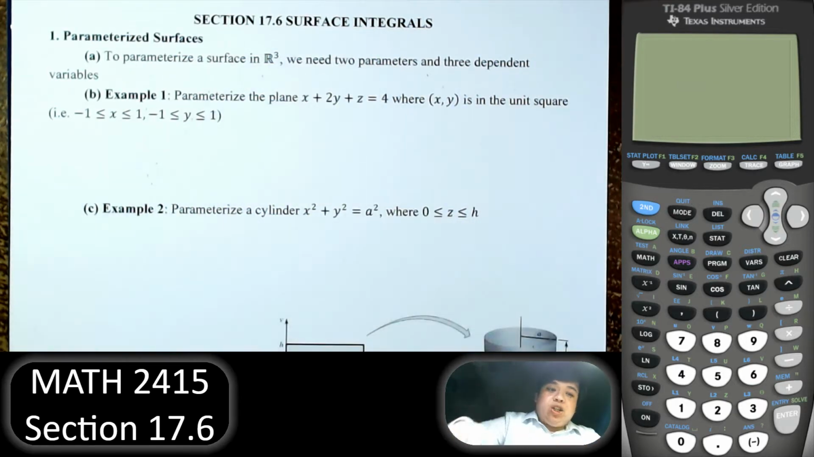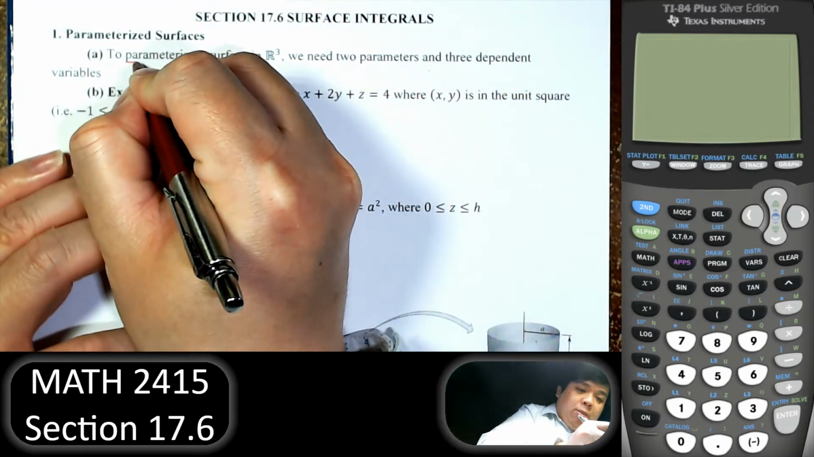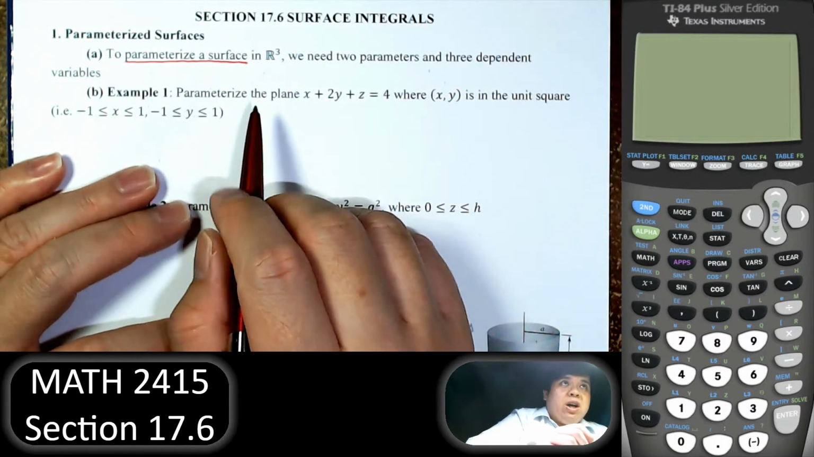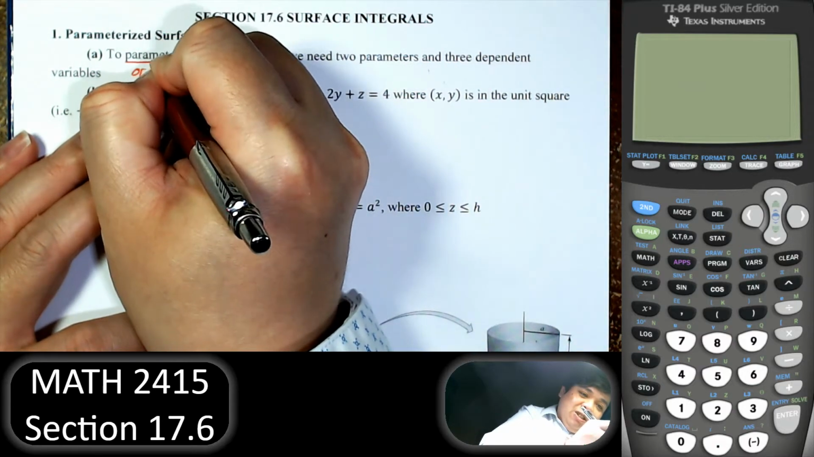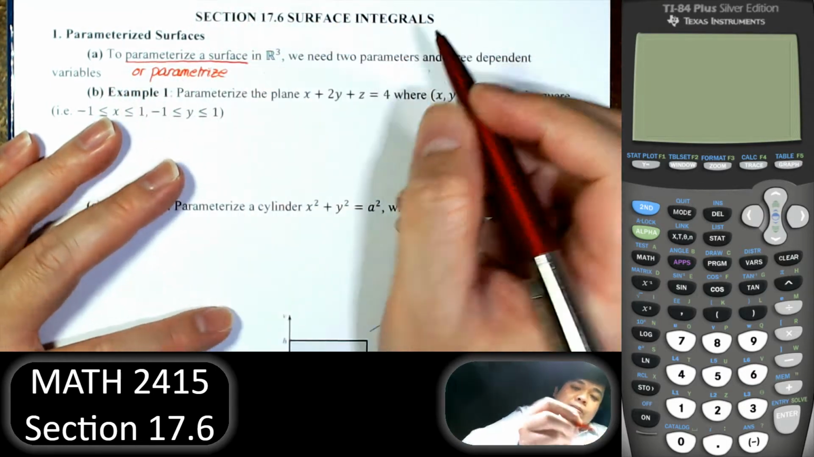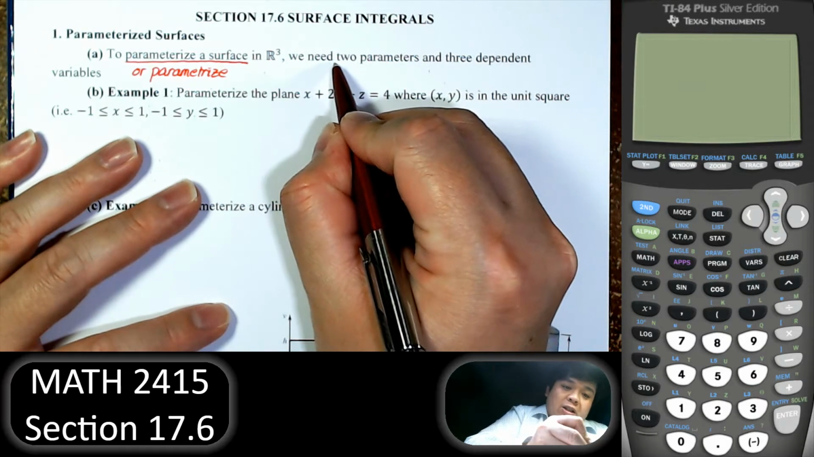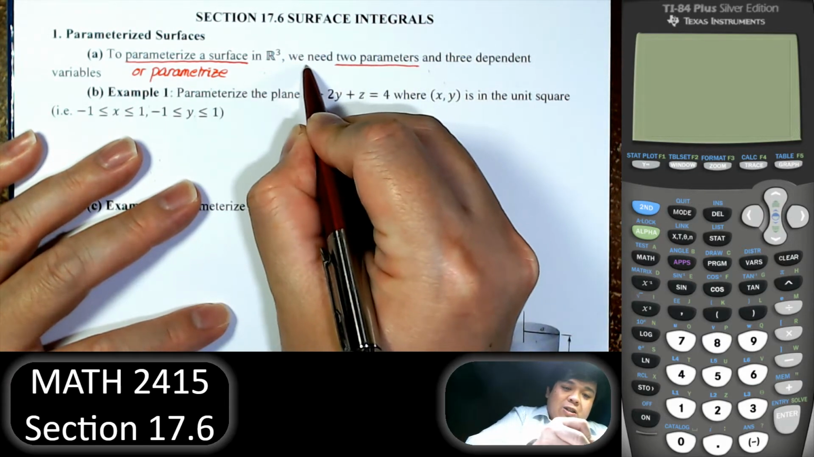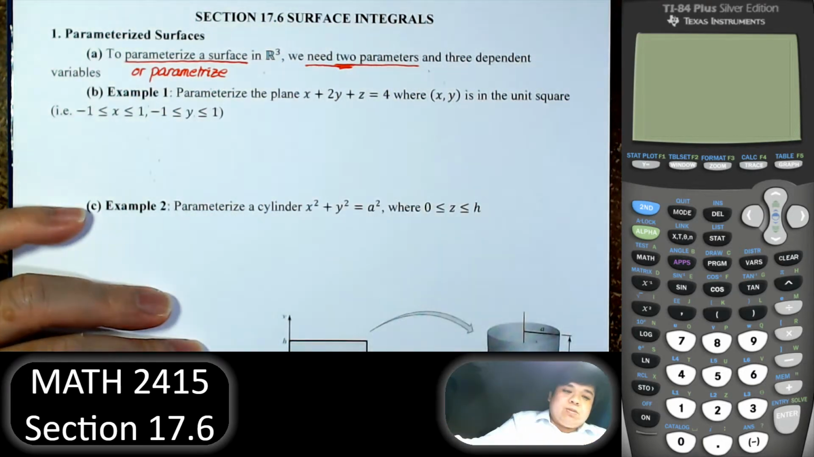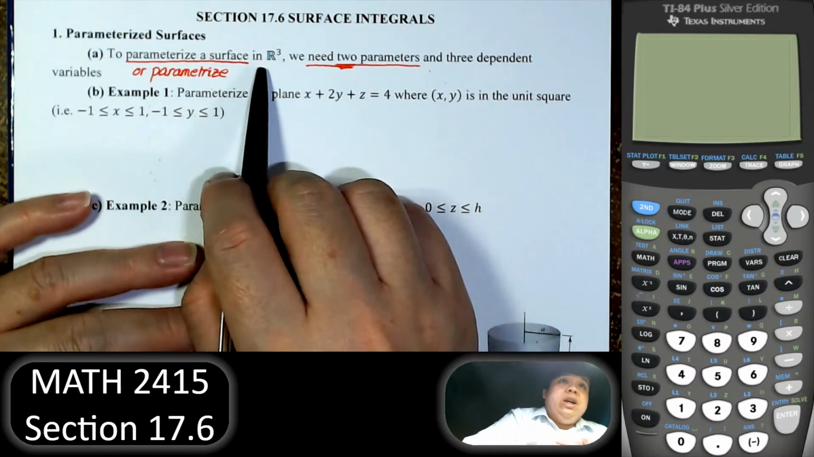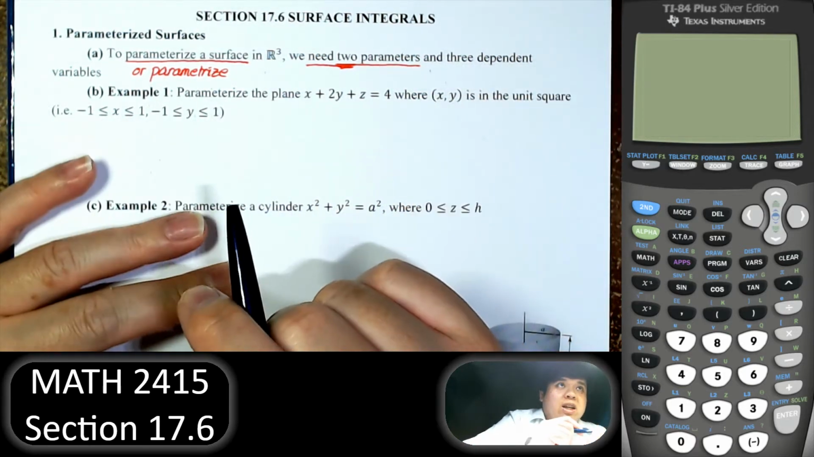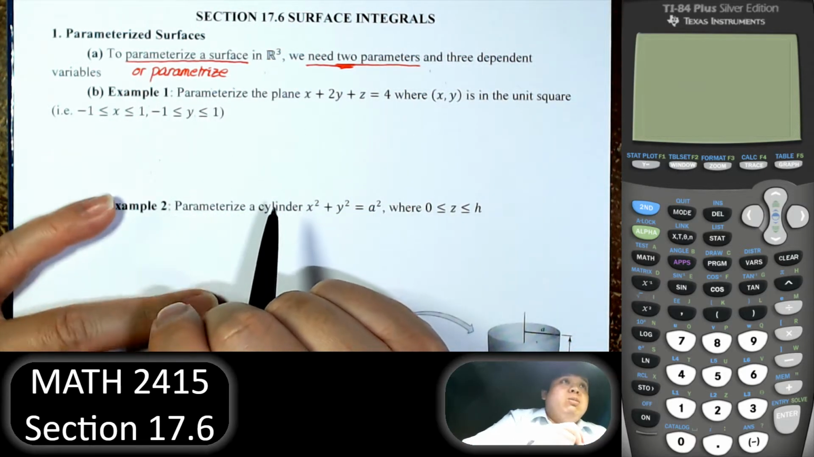So that means we're going to need two parameters to parameterize the surface. You can write parameterize or parameterise. We need two parameters. Now we have R3, so the three variables x, y, and z will depend on the two parameters that we set. So here's one way to do this.